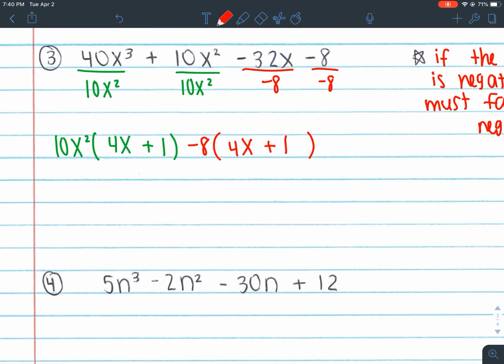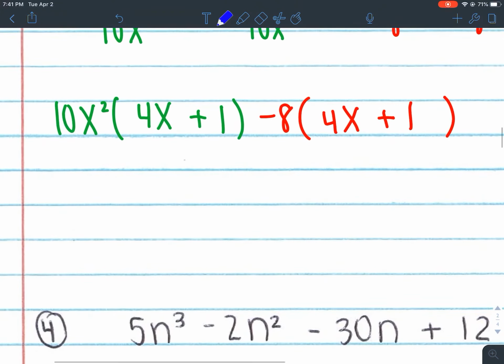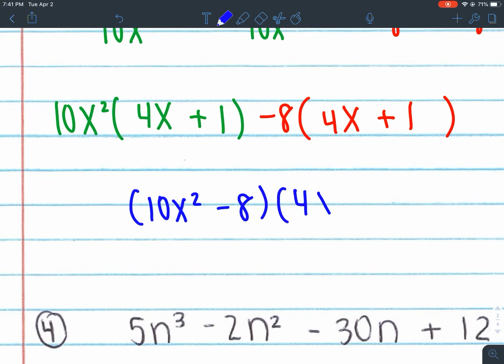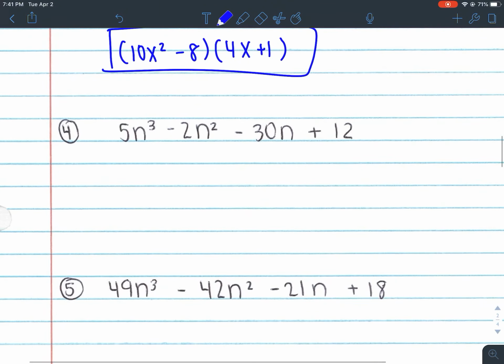What happens if you don't factor out a negative 8? Then the stuff in your parentheses isn't going to match the first one. So your goal is to make sure that they match. And if they don't match, then you didn't factor correctly. Again, GCF means you take out the greatest common factor, and that might mean that you have to pull out a negative. So I have 10x squared minus 8 and 4x plus 1. And those are my two factors to make that first polynomial up there.